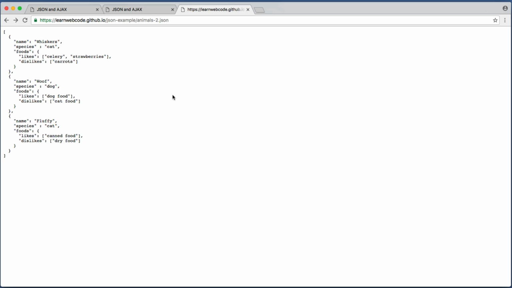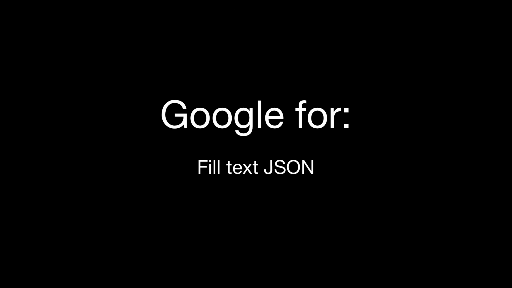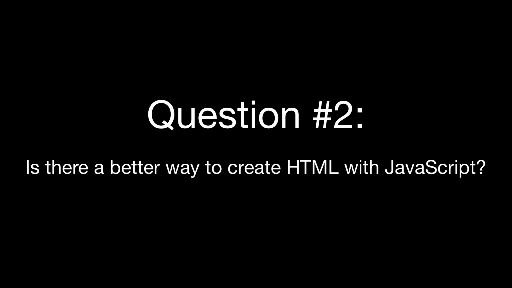All right, now as of the recording of this video, there was a neat website named Philtext. This website has a bunch of example JSON endpoint URLs that you can experiment with if you feel like practicing AJAX.